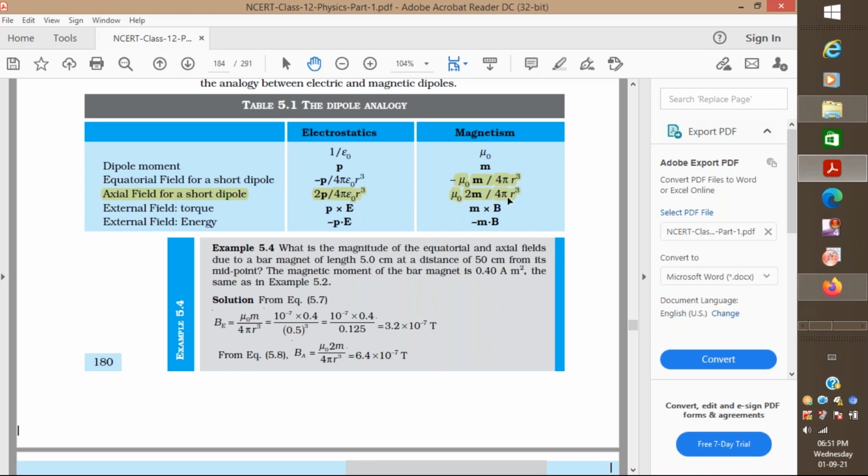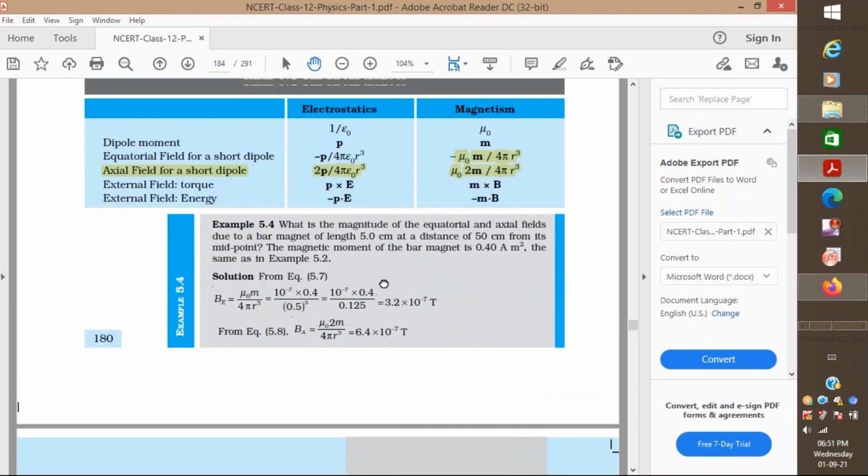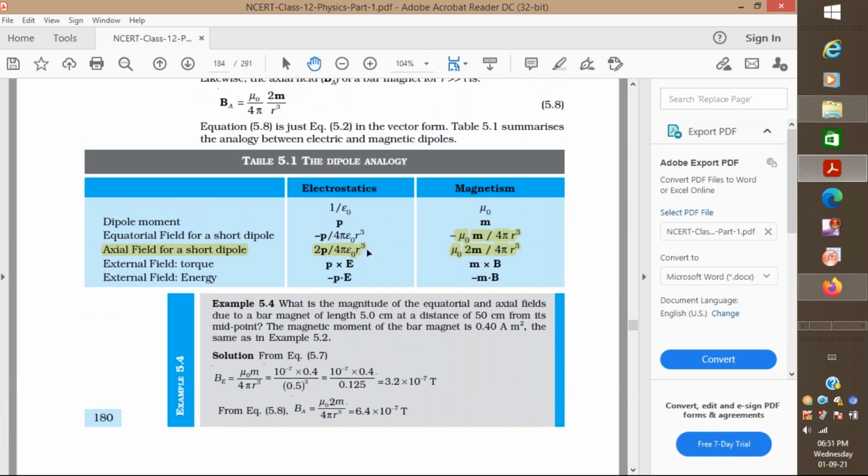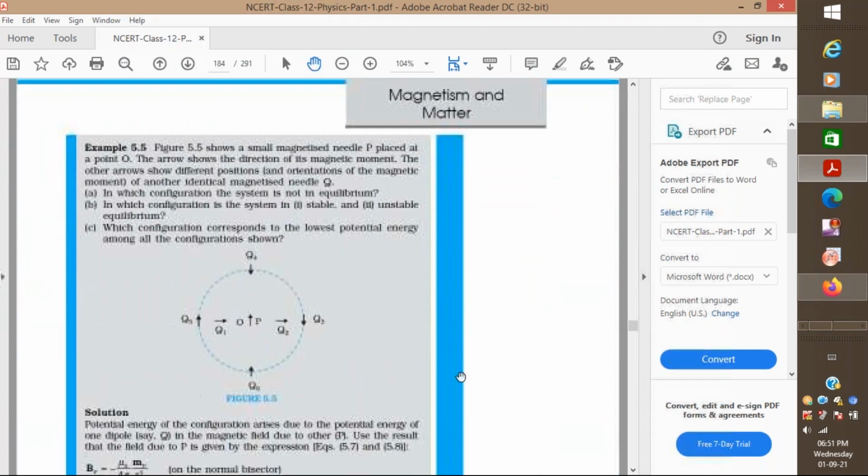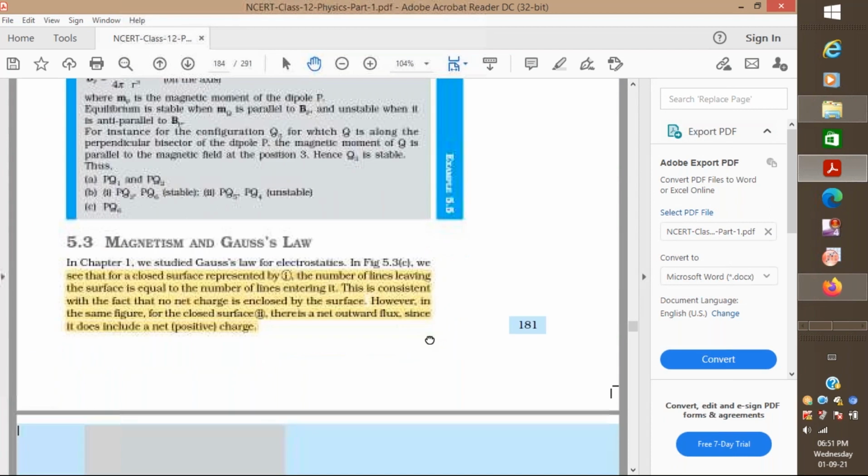In magnetism, it is mu naught by 4 pi times 2m by r cube. Every other thing is equal, with 1 by epsilon naught corresponding to mu naught. These are the things which are analogous. This table will give you the analogy between the electric field and the magnetic field.